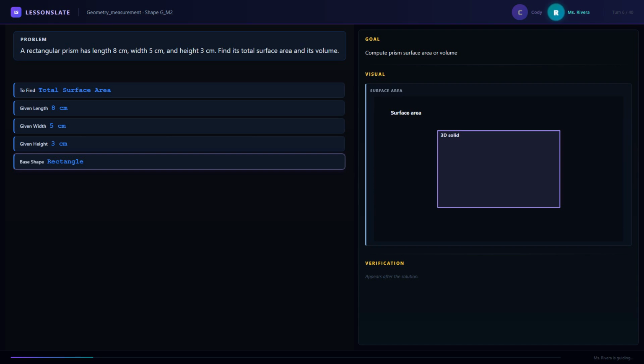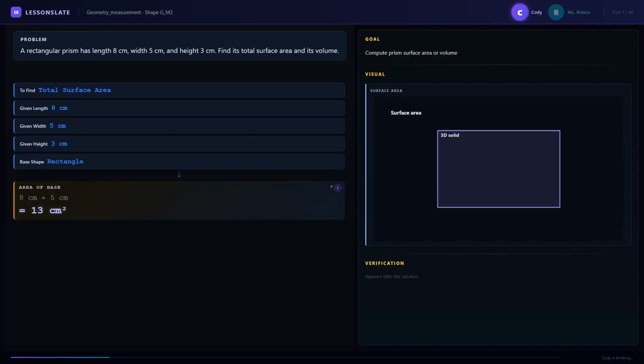So with a length of 8 centimeters and a width of 5 centimeters, what would be the area of that rectangular base? Okay, so for the area of the base, I would multiply the length and the width, so that's 8 centimeters times 5 centimeters, which gives me 13 square centimeters, right? So the base area is 13 square centimeters.